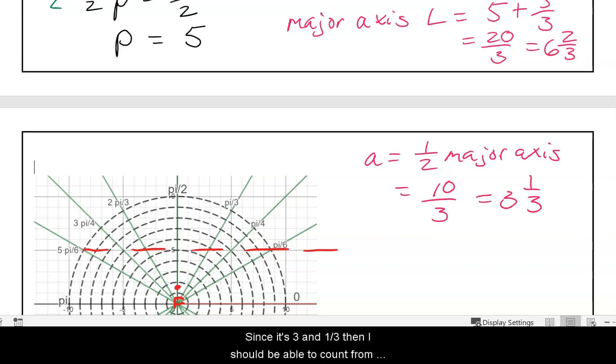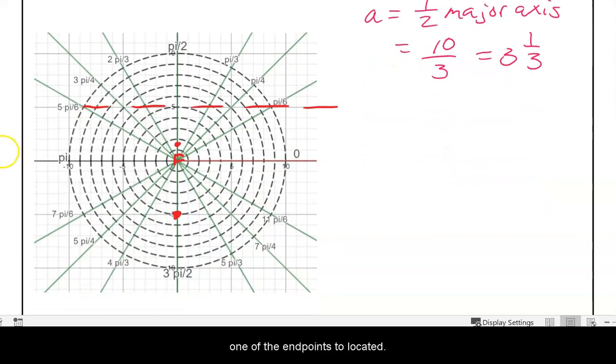Since it's 3 1/3, then I should be able to count from one of the endpoints to locate the center. I will go from the one at the bottom since it's directly on one of the concentric circles. Counting up 1, 2, 3, and 1/3 more, I'll again put an X to mark the spot. From there, if I were to count up again another 3 1/3, the third would put me at the 2/3 mark, and then 1, 2, 3 would put me right on top of the other endpoint of the major axis.